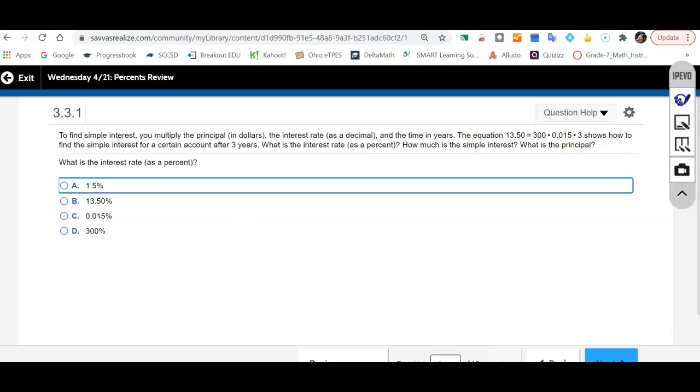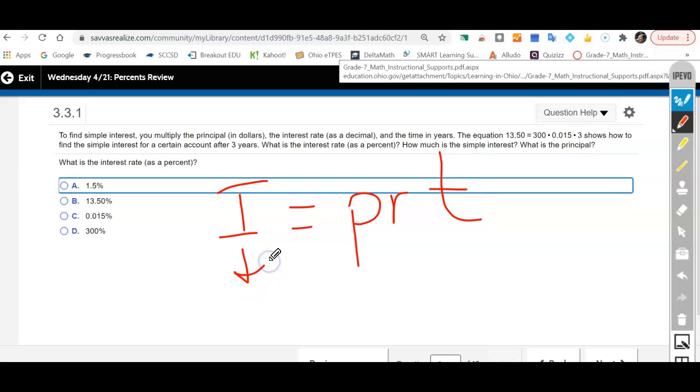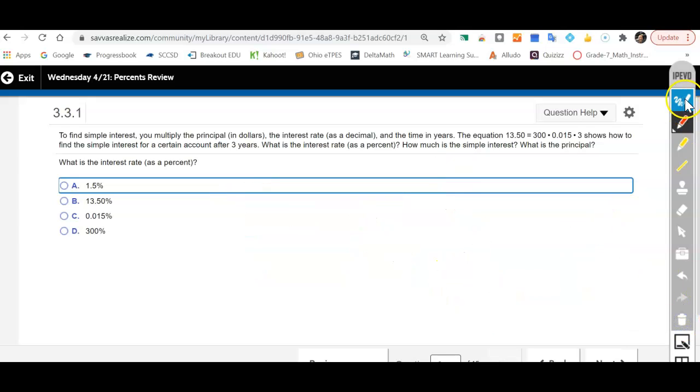Simple interest is I equals PRT. I is interest, P is principal, R is rate, so that always has to be as a decimal, and T is time, which is always in years. So principal, 300, see how they did that in a decimal, and that is in years. So make sure everything fits that format for the other ones.